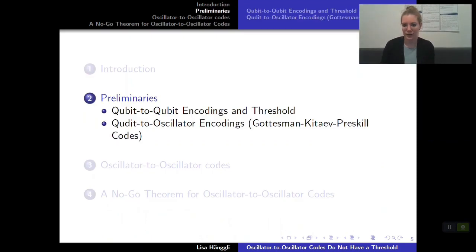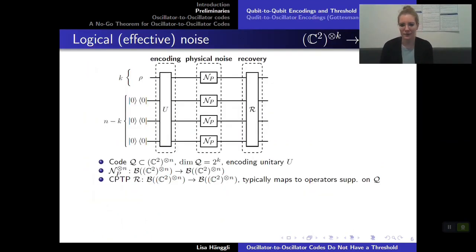Okay, but let us first have a look at qubit-to-qubit encodings. The picture that you see here depicts a typical situation in quantum error correction. You have k qubits in a state rho, which you want to encode into n qubits using the encoding unitary U. So the code space is a subspace of C^2 tensor n of dimension 2^k. And then after the encoding, the n qubits are subject to some noise process, which we assume to be identical for each qubit here. And to get rid of this noise, we afterwards apply a recovery map, which typically maps back to the code space.